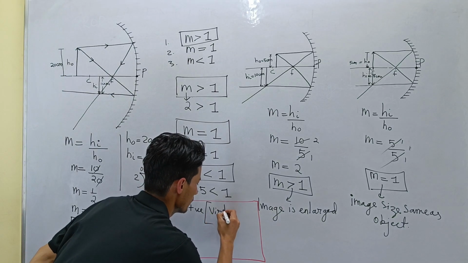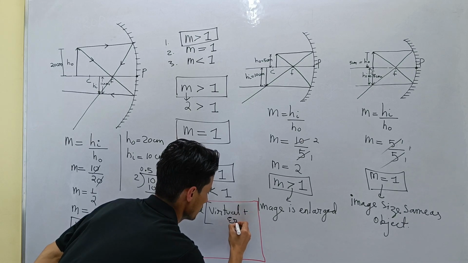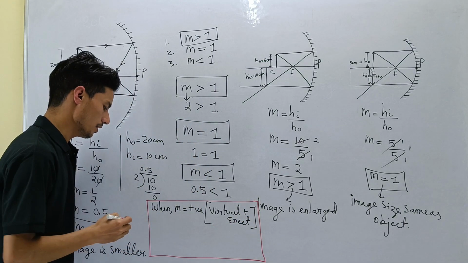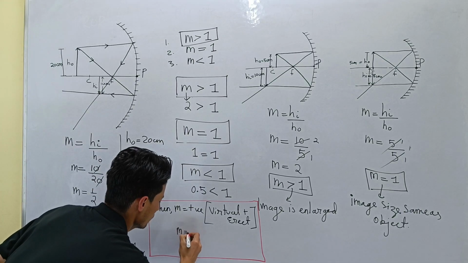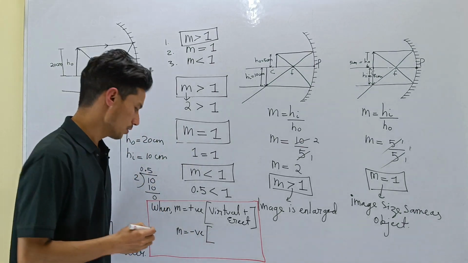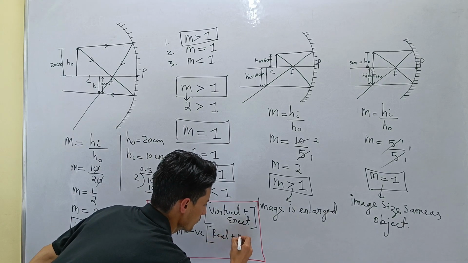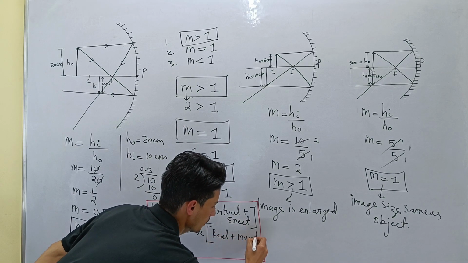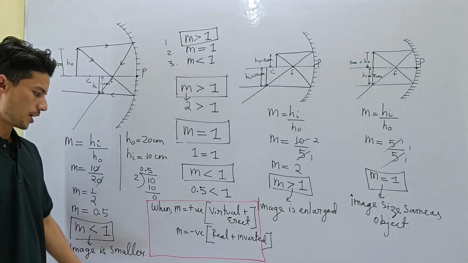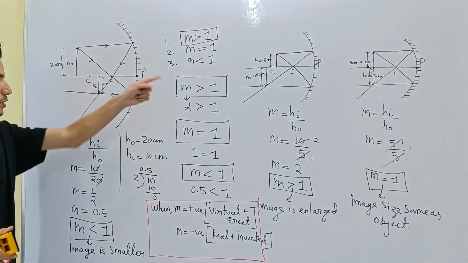So virtual, and plus means erect. Okay, and when m is equal to negative, we will get real and inverted. Are you having doubts? Okay, then let's do some examples like which we did here.